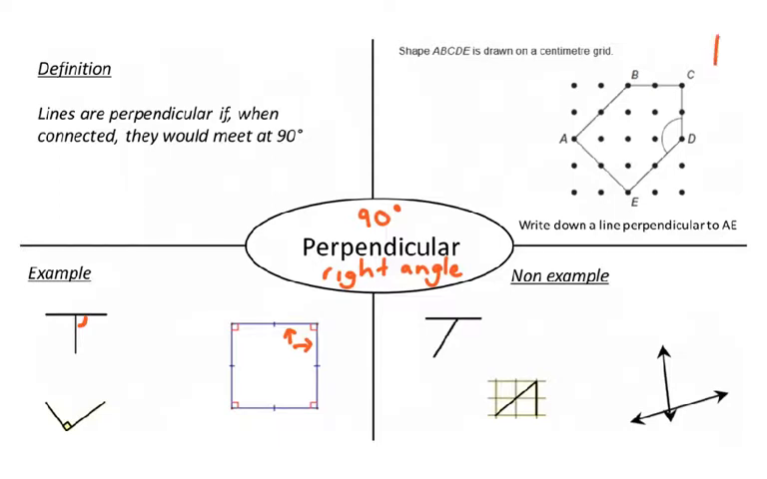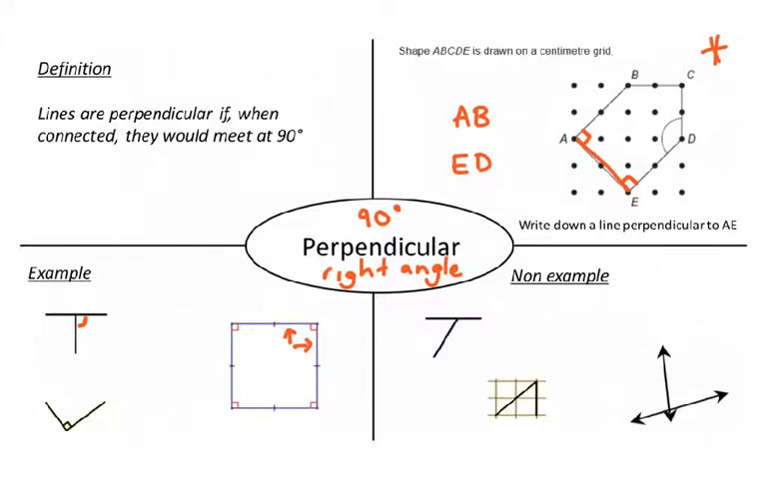Up at the top, this is another GCSE question. It's the same starting point, shape ABCDE is drawn. Write down a line perpendicular to AE. So look at line AE, give me the name of a line that's perpendicular. So there's a right angle here, which means AB is perpendicular. You could call it BA. There's also a right angle here, which means ED could be perpendicular. You could call that DE. So there's more than one answer to that question.